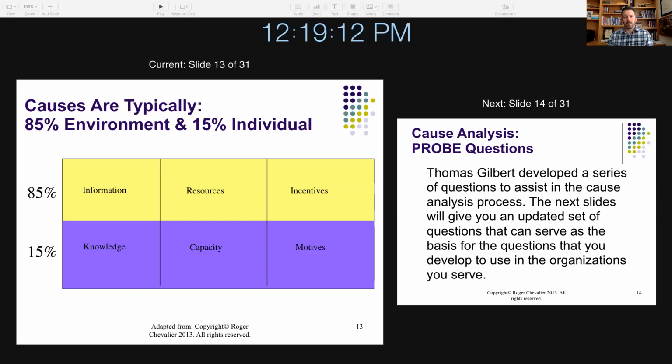This is very important to the whole idea of the performance analysis, because if you can understand that 85% of the problems could be caused and therefore corrected by interventions that address the environment, then you really don't need to do what a lot of people want to do right off the bat, which is training.